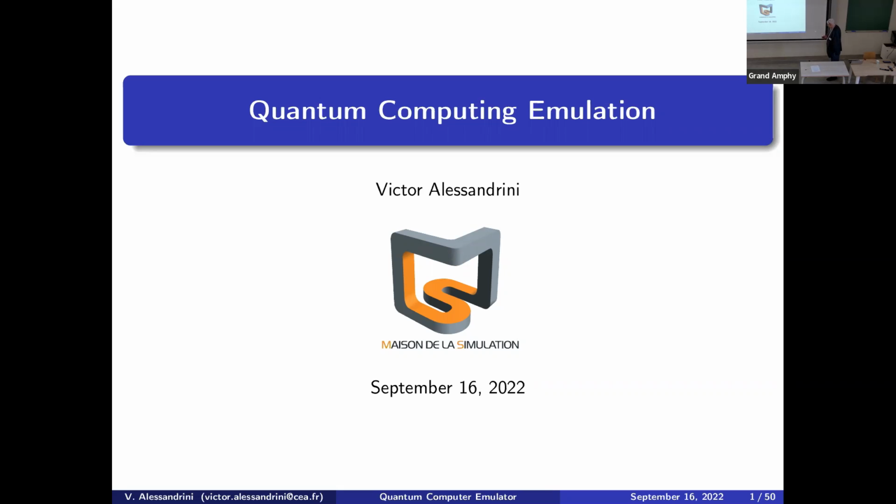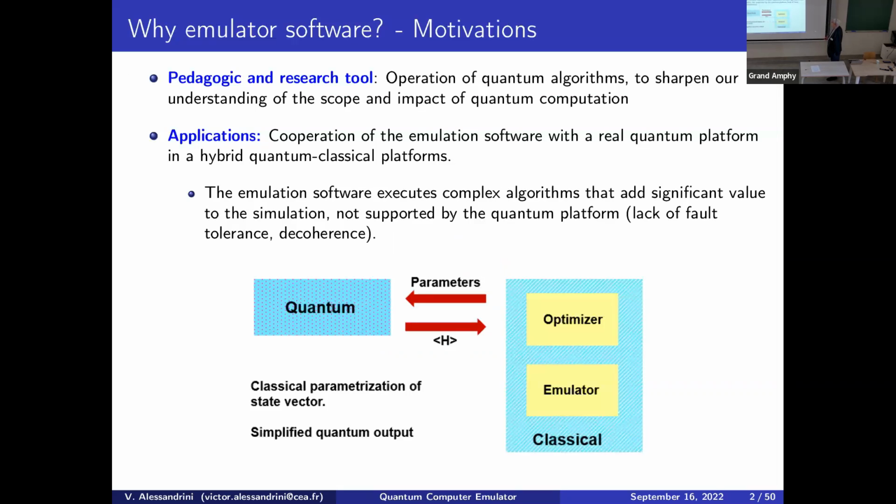But when I went a little bit more into the subject, I realized that this is a standard quantum system platform that we have today, the quantum platform operating as a coprocessor of a classical platform. And the point is that quantum algorithms are severely constrained on the quantum platform because of fault tolerance and decoherence. So I thought that there are very, very powerful quantum algorithms that cannot be run on the quantum side, but that can provide enormous added value to the simulation. And my point was to run them on the classical side.